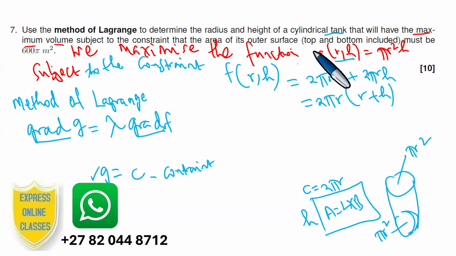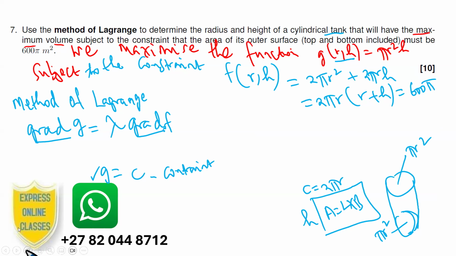But we want to use the method of Lagrange to determine the radius and height of the cylindrical tank that will have maximum volume, subject to the constraint that the area of the outer surface must be this. The area of the outer surface will be the area of the top, which is pi r squared, the area of the bottom, pi r squared, which is 2 pi r squared, then the area of the side. But the area of the outer surface is 600 pi square meters.